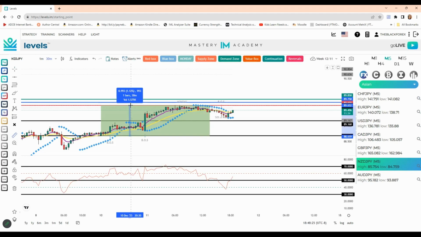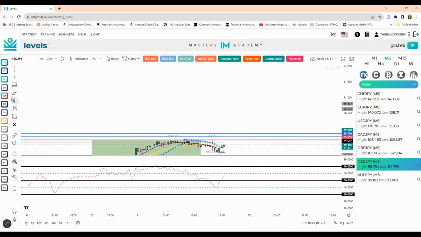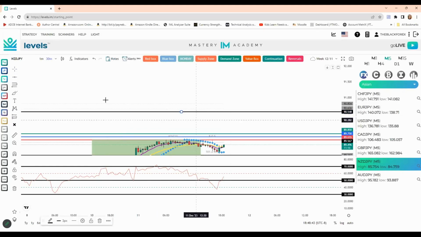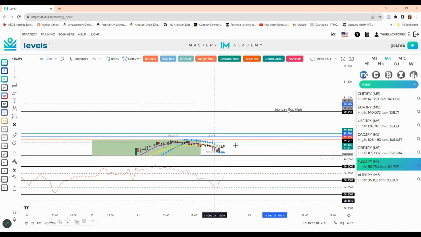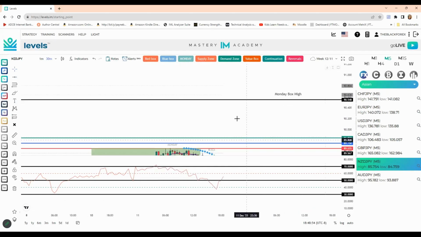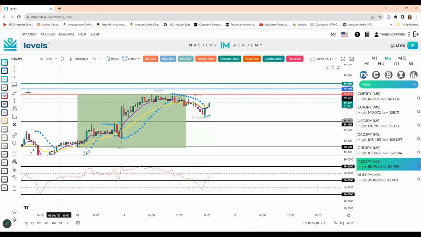So this one is about 993. I'm personally only going to take NZDJPY. It's volatile, like US 30 volatile. I'm going to pay attention to this for about 900 pips. So this is going to be my Monday box high here. Okay, let's get these numbers in for our trade.